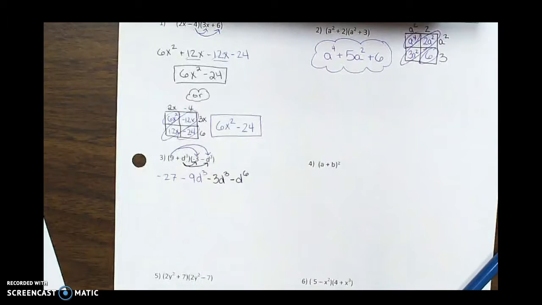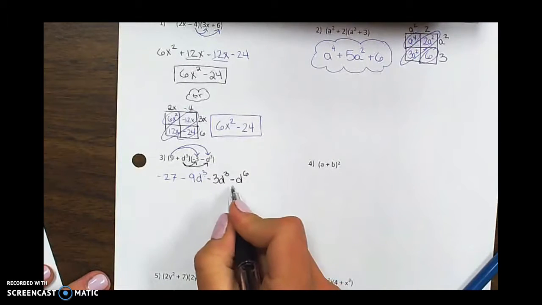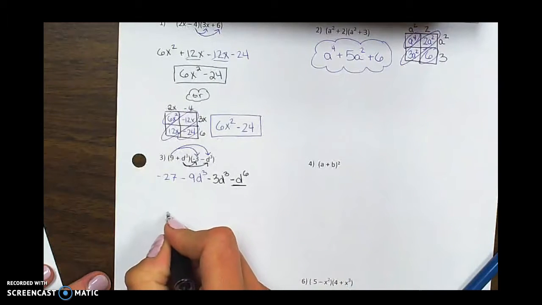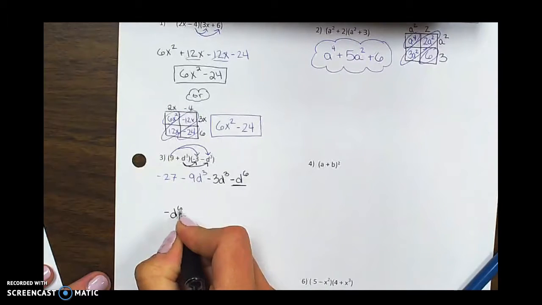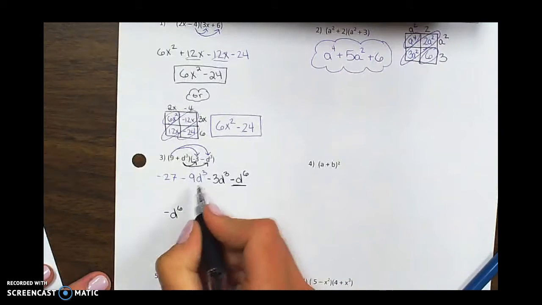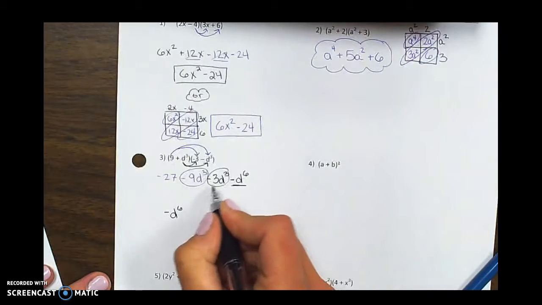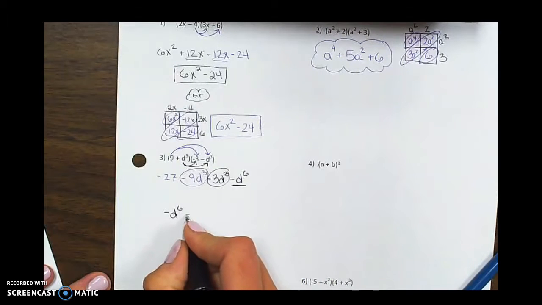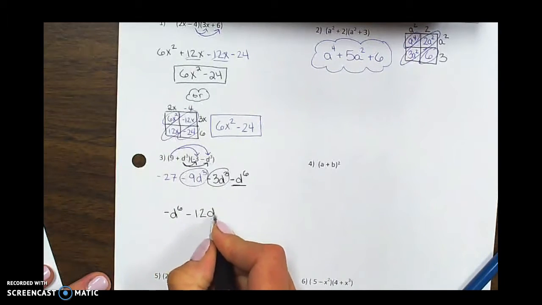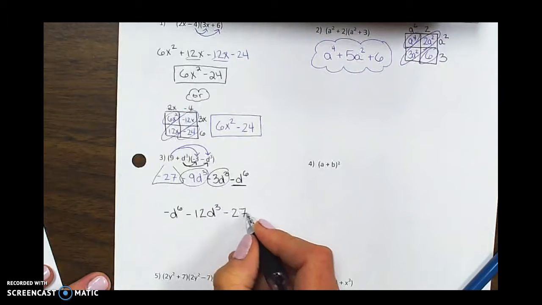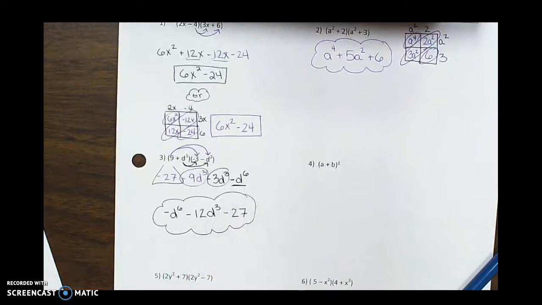Okay, now we have to write this in standard form. So I want to write the highest power first, and then I'm going to go to my lower power. So my highest power here is d to the 6. There's no other d to the 6, so I'm just going to write down negative d to the 6. Now I'm going to look for my next highest power, which is d to the 3. So now I'm going to combine 9d to the third minus 3d to the third, which gives us negative 12d to the third. And then my constant is just negative 27. And there we have our final answer.